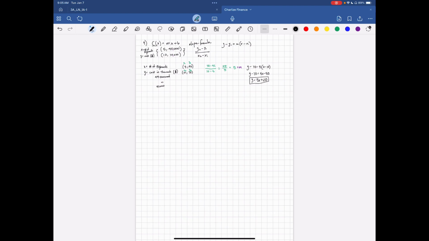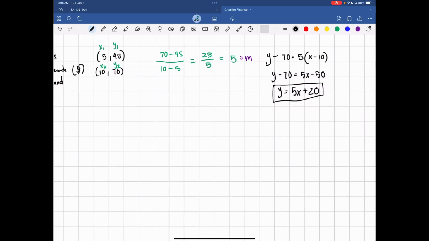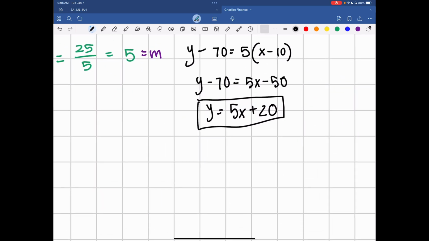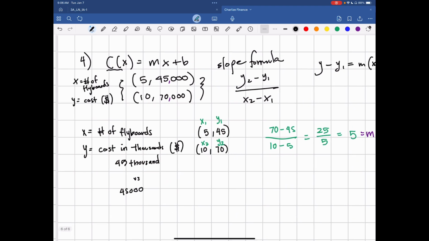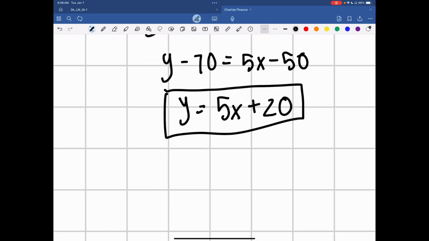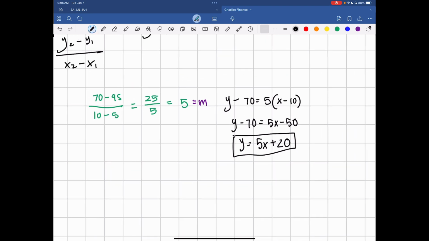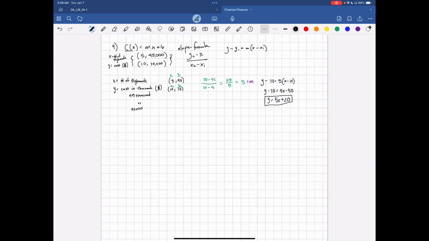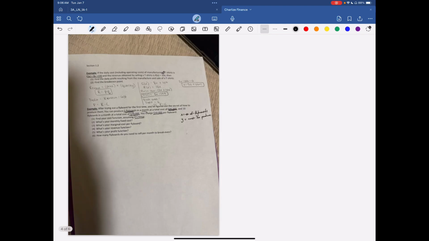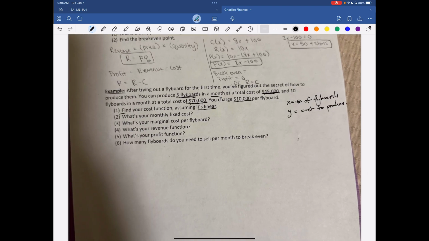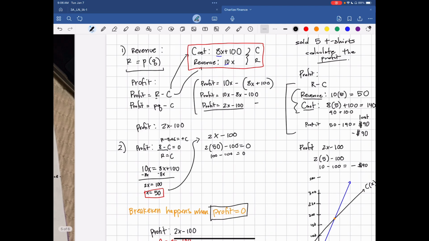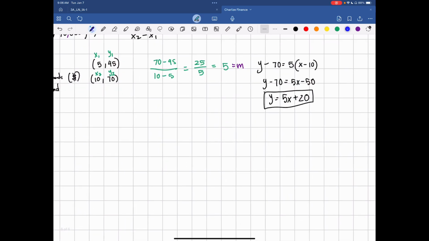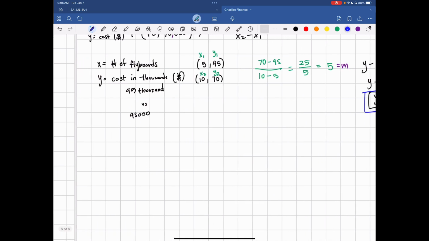5x plus 20. I think if you were to use the bigger coordinates, it would be y equals 5x plus 20,000, I'm pretty sure that's what it would be. So you can double check if you use that one instead. So this is my answer for number one. I'll put it in a blue box.